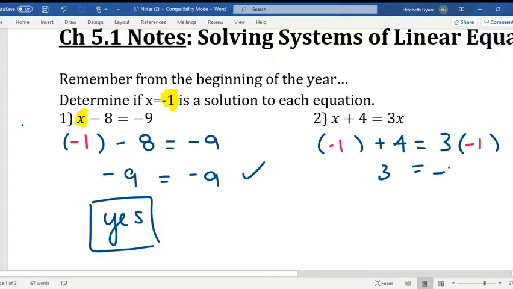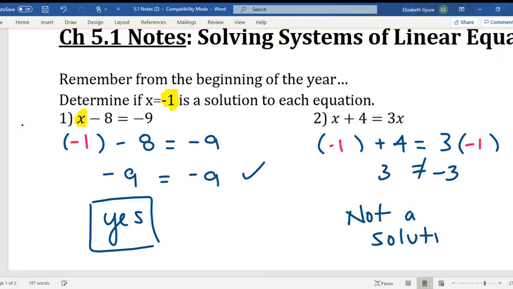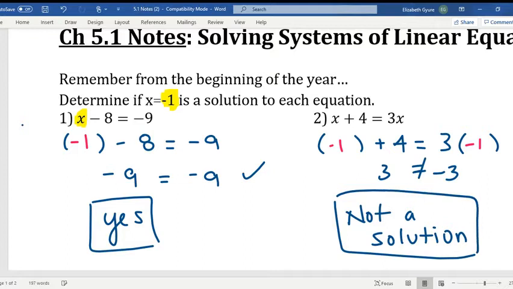-3. Huh. Well, what looks funny about that? Yeah, one's a positive, one's a negative. Does 3 equal -3? No. So what I'm actually going to do is put a little slash through my equal sign. That means does not equal. And we're going to say not a solution. Or just no is fine as well. But not a solution.